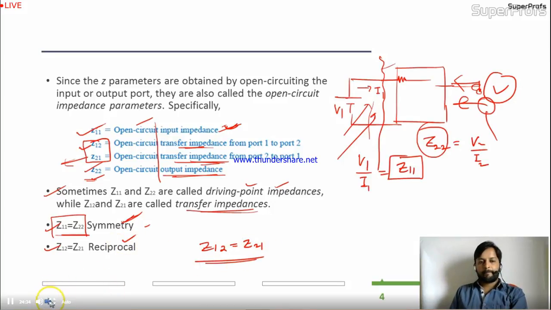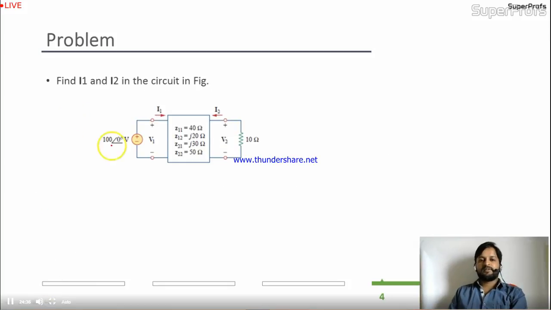Is it okay? Come to the next. The problem is given over here. Find I1 and I2 in the circuit.